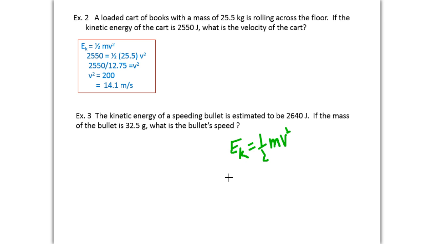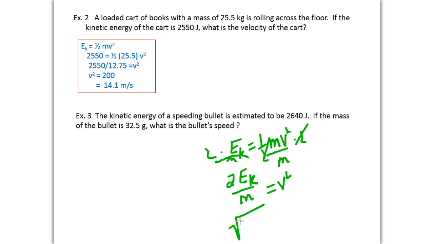Multiply both sides by 2. And you get rid of the half on this side. So if you multiply both sides by 2, because it's a denominator, you end up with this. Now you need to get rid of the mass. Since you're multiplying, you divide. Divide both sides by the mass. Your formula becomes this. And then to get rid of the square, you take the square root of what you had there before.